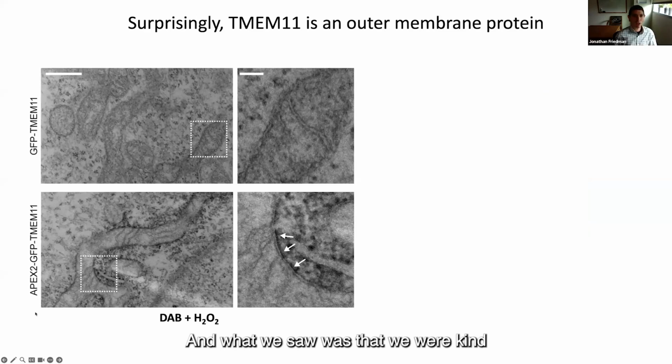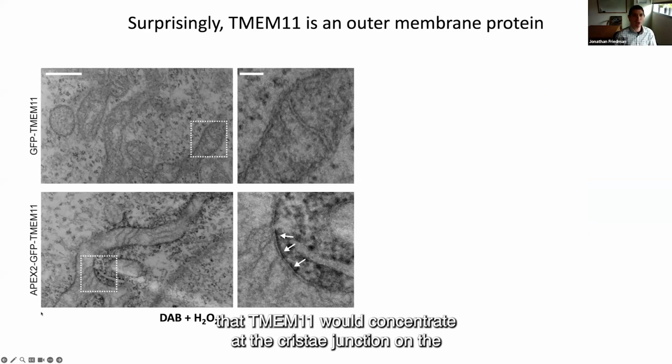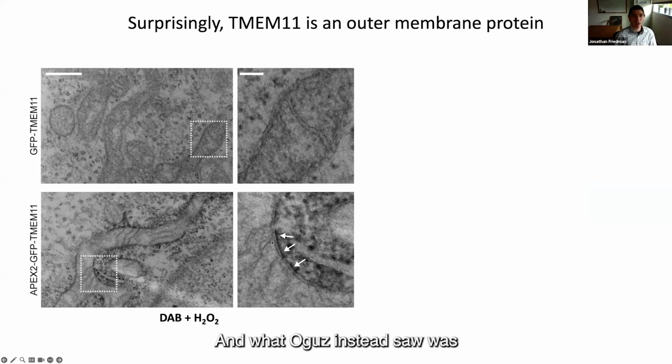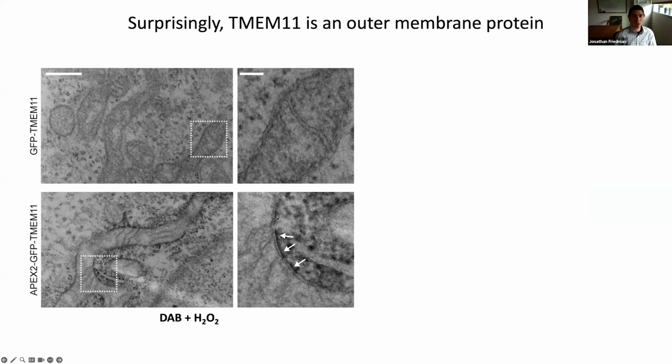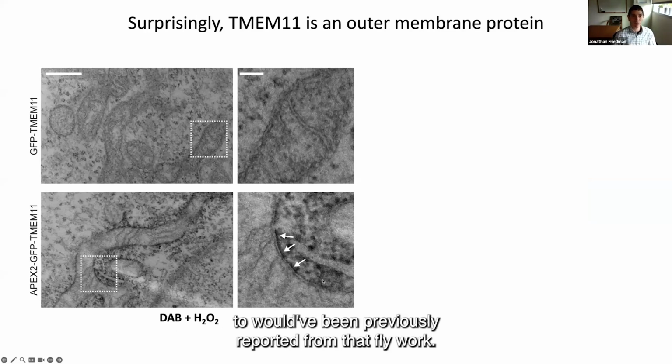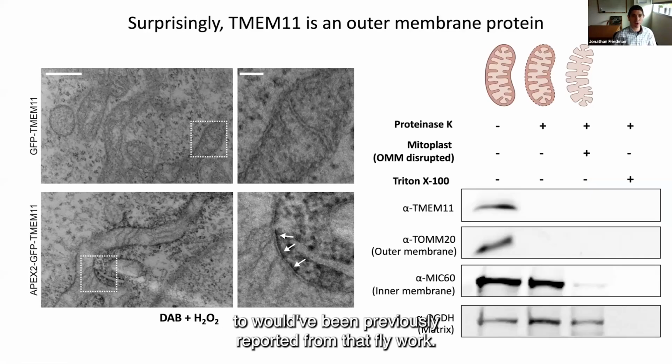And what we saw was that we were expecting, when we started this, that TMEM11 would concentrate at the cristae junction on the mitochondrial inner membrane. And what Oz instead saw was that our precipitate, when we add diaminobenzidine and hydrogen peroxide, was actually occurring on the outside of the mitochondrial outer membrane. And so this was in contrast to what had been previously reported from that fly work.